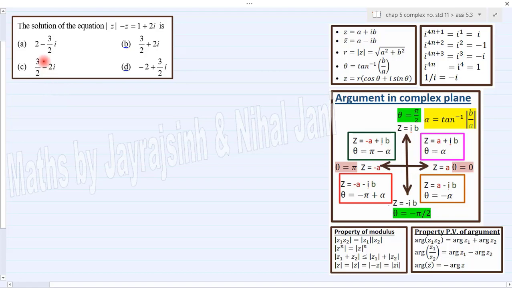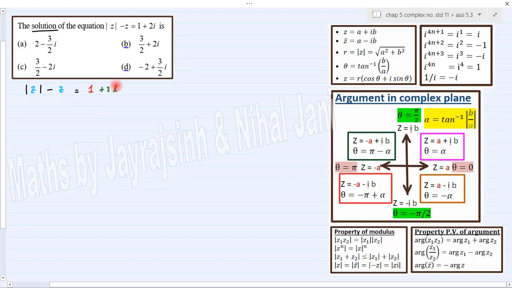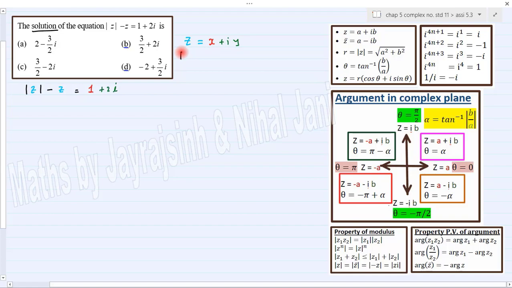In this question, we have to find the solution of our equation mod of z minus z is equal to 1 plus 2i. Basically, we have to find out the complex number z which satisfies this equation. So let's assume z is equal to x plus iy. But we also need mod z. So we can say mod z is simply under root of x square plus y square.